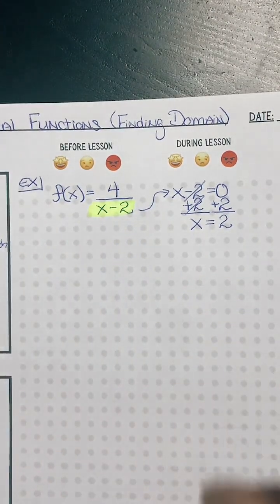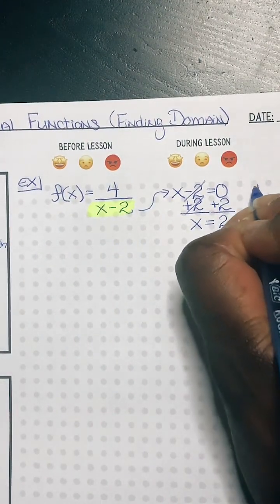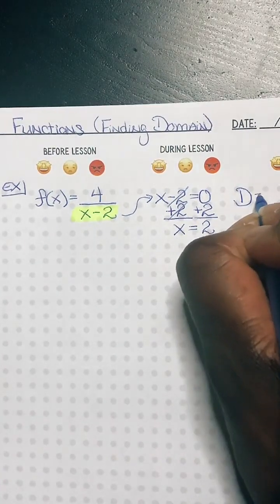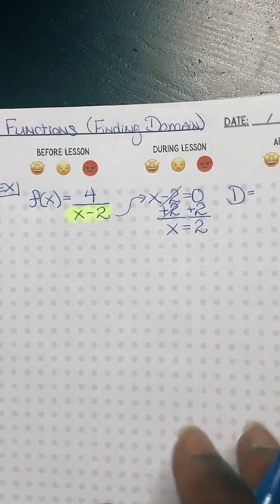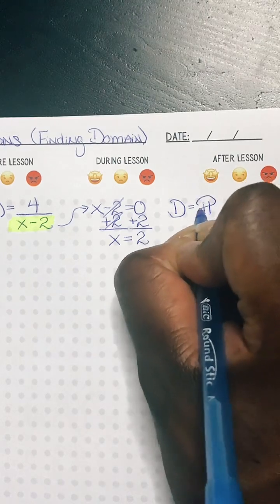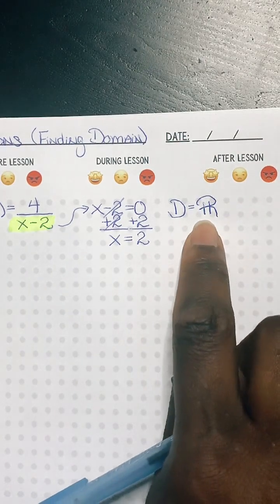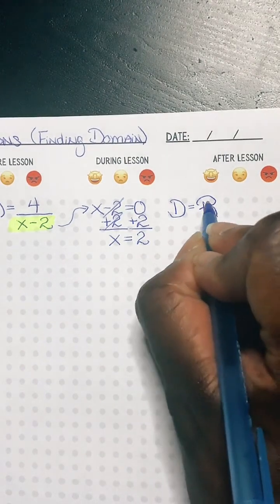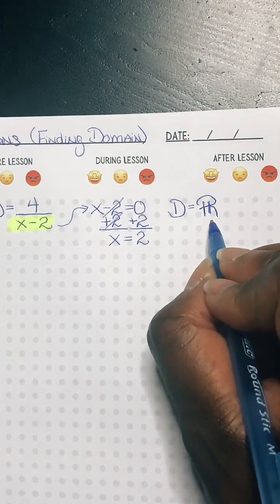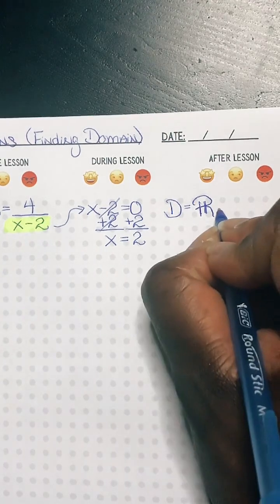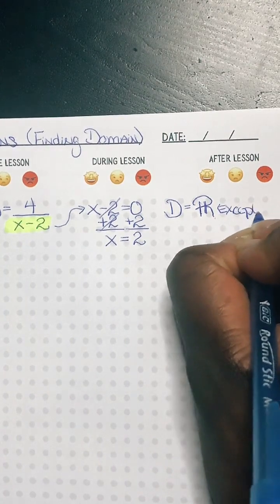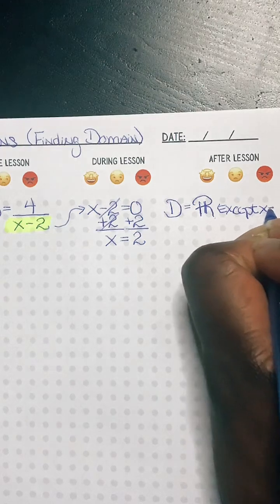So when they ask, what is my domain? I don't want to just say, okay, all real numbers except for 2. This is the symbol for all real numbers. It's two lines and you make a huge capital R. That's the symbol for all real numbers. So some people will say all real numbers except x equals 2.